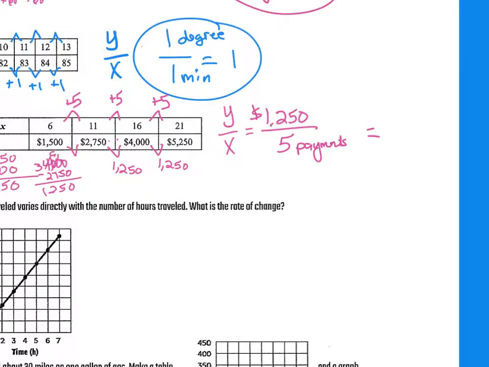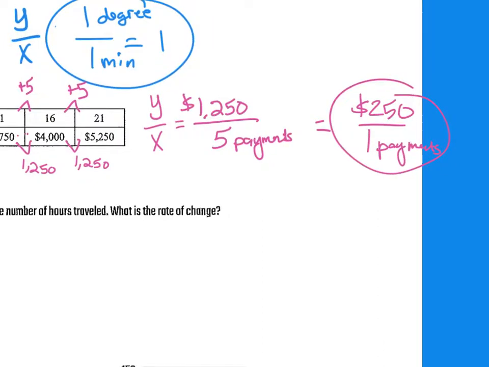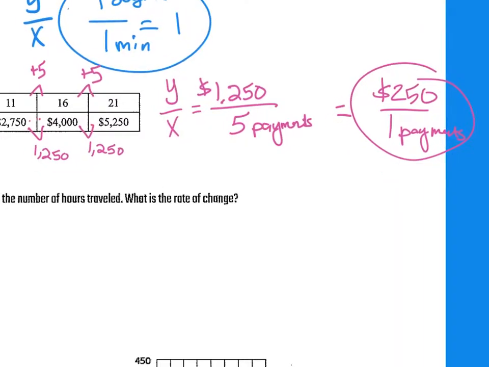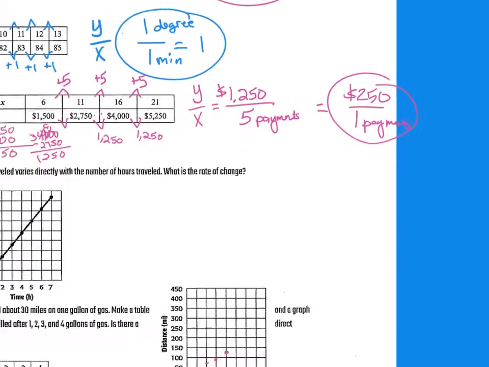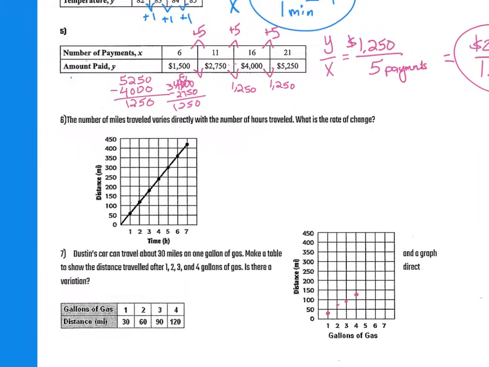So it's $1,250 over 5 payments. So that's what it's going to cost for 5 payments. So how much is it going to cost for 1 payment? 250. Good. And how did you get that? By dividing the 1,250 by 5. Perfect. So it's 250 for 1 payment.